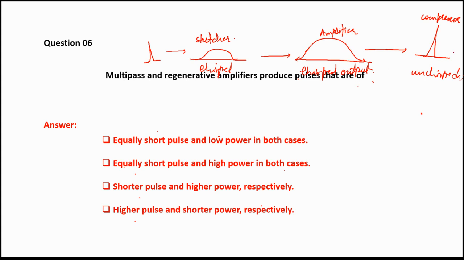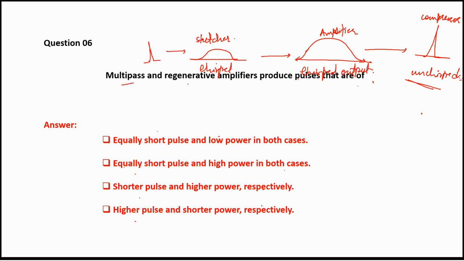When this whole process occurs, the chirped output beam is again allowed to pass through a compressor, and this compressor converts the chirped output beam to an unchirped one with a still higher intensity. As we can say, the area remains constant.